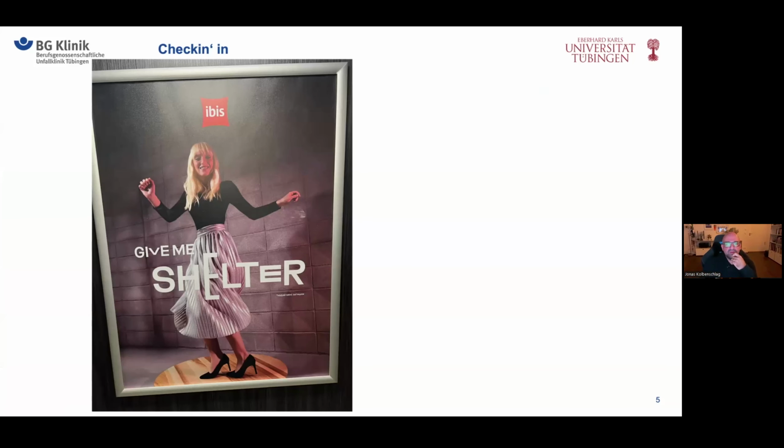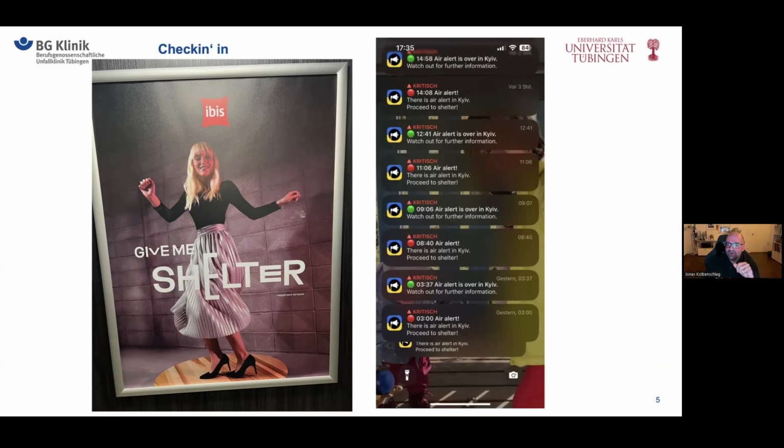I was interested in how the situation on the ground was. When we were checking into the hotel, this was one of the first signs I saw. I think it's great that people, even in the darkest of times, are able to preserve some kind of humor. And then you get a QR code where you scan and get your link to your air alert app, which alerts you every time there's an air raid alert. As you see, this is a screenshot from one day. It's quite often the case.